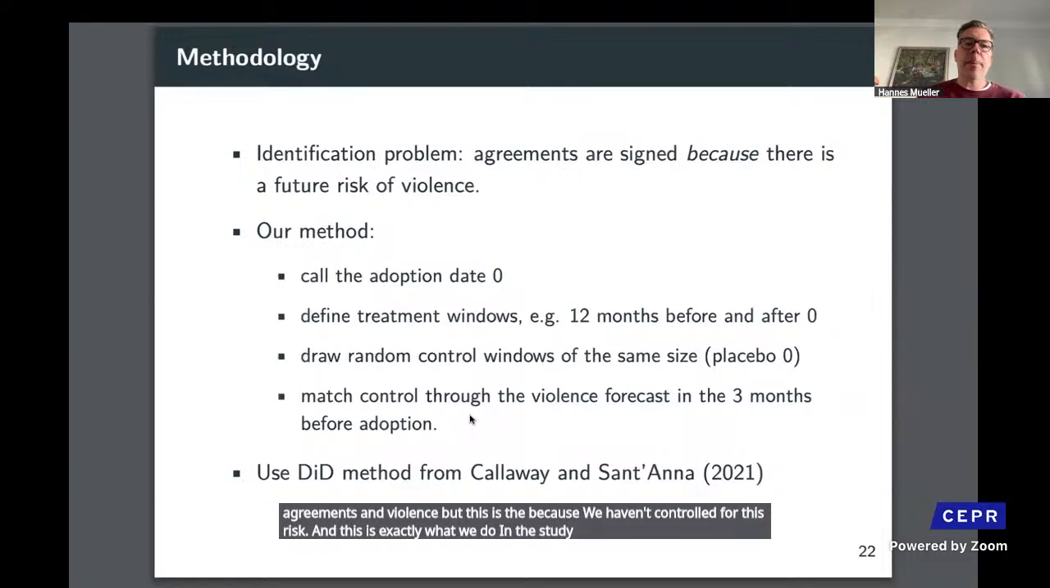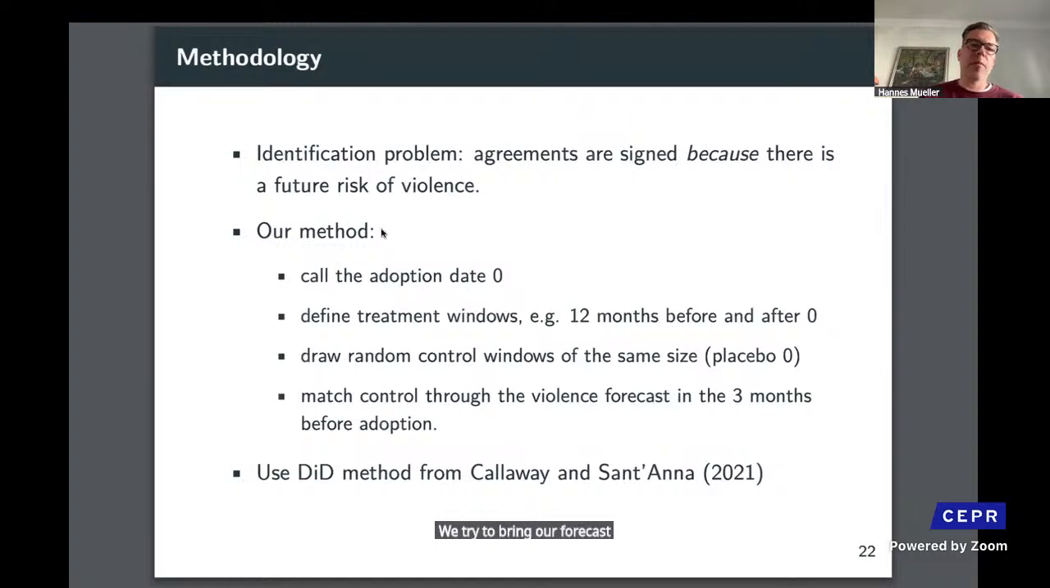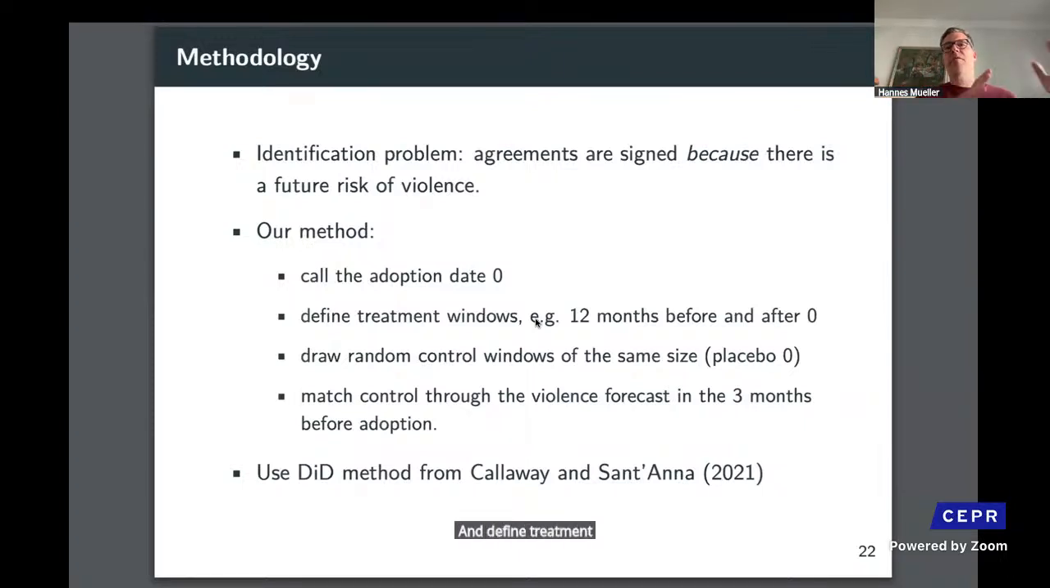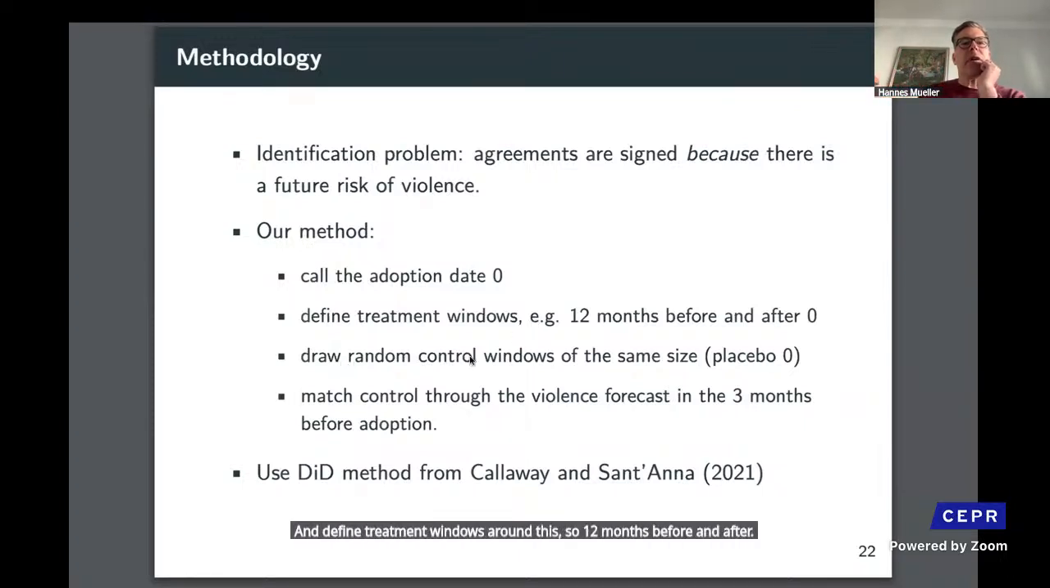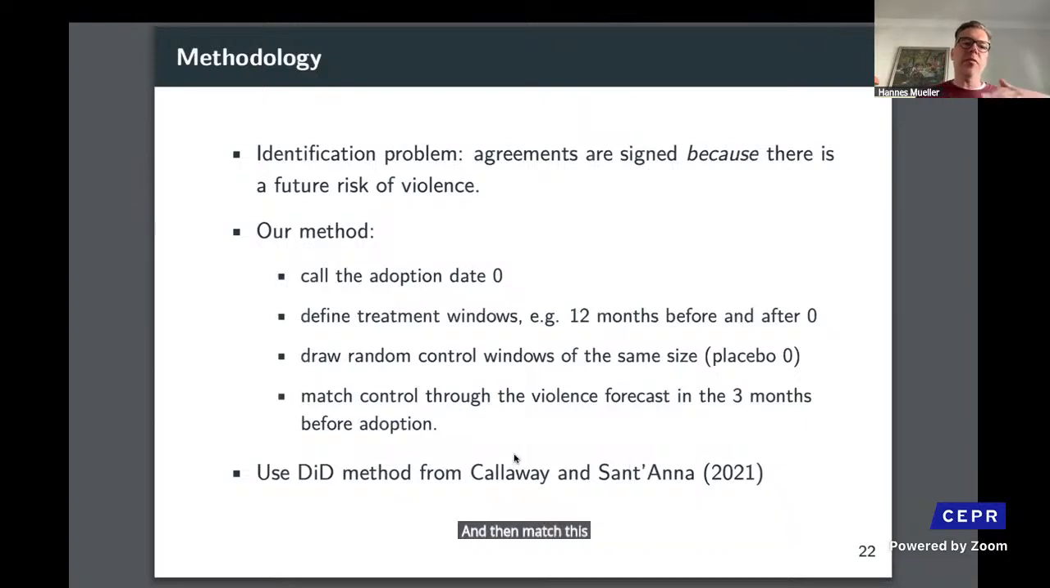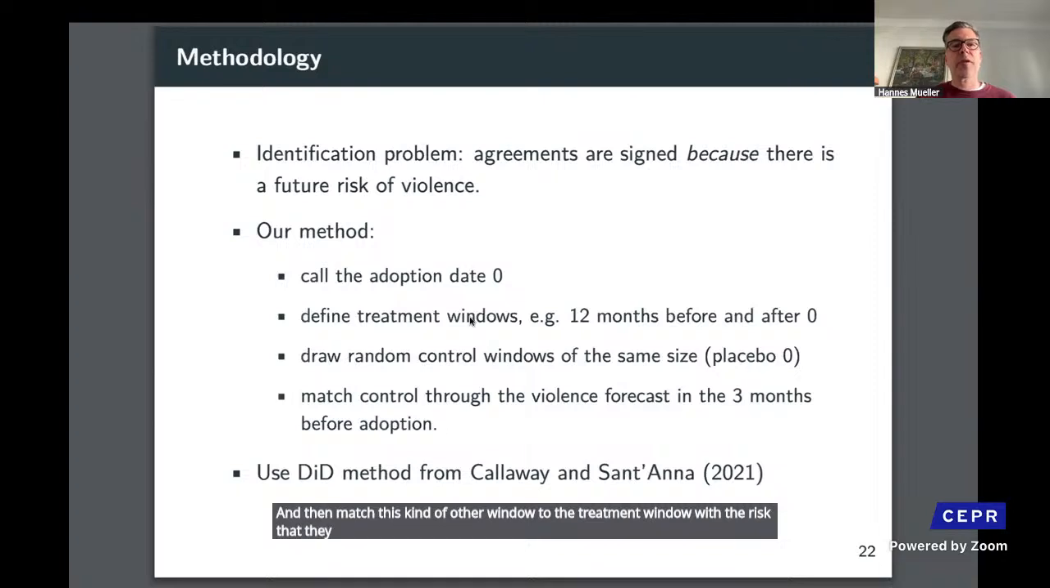We try to bring our forecast into an identification problem. And so call the adoption date 0. This is when the power sharing agreement is signed, and define treatment windows around this, so 12 months before and after. And then draw a random control window of the same size where you give a placebo treatment and you say, let's assume or pretend that this other country had been treated in 0, right? And then match this other window to the treatment window with the risk that they experienced in the 3 months before the date 0, and so on dates -3, -2, -1.